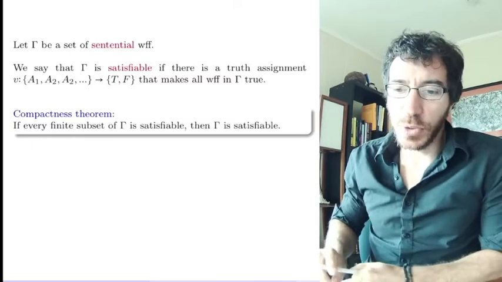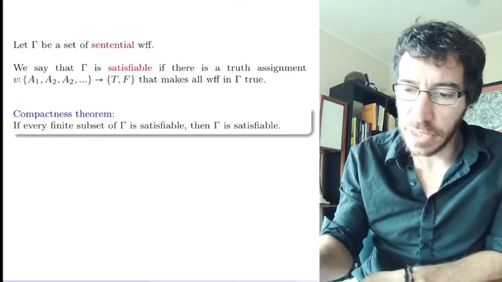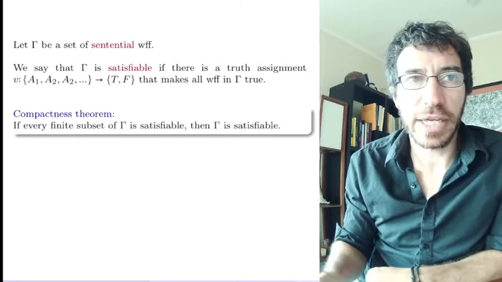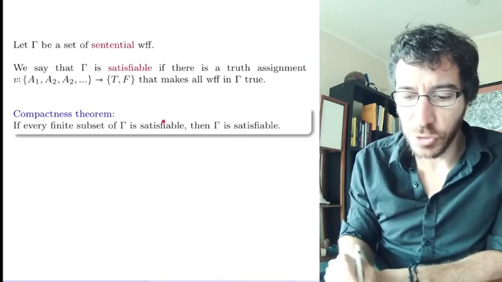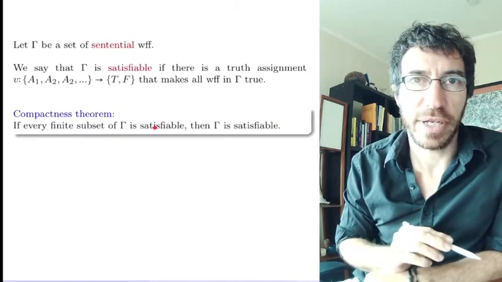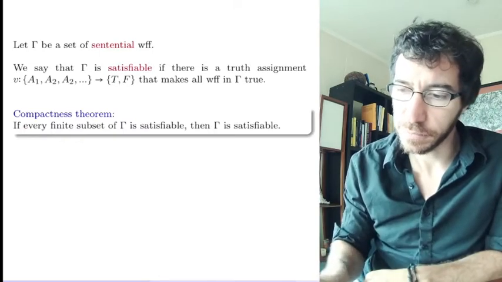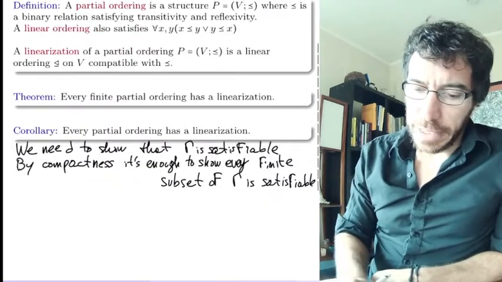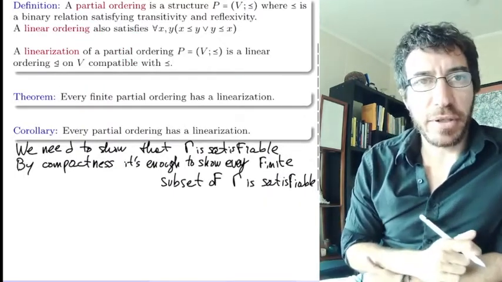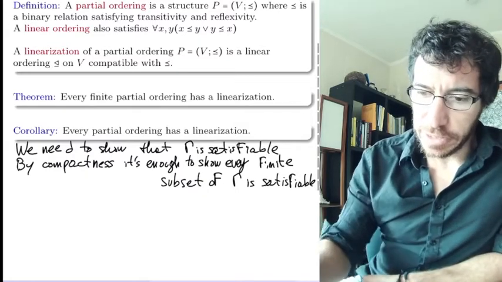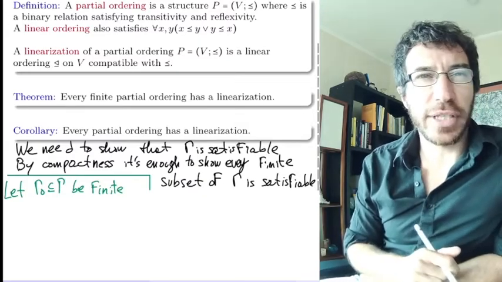Right? So in this case, we do have an infinite set. Our set is gamma, and we're going to show it's satisfiable, but compactness says it's enough to show that every finite set is satisfiable. So that's what we're going to do. By compactness, it is enough to show that every finite subset of gamma is satisfiable, so let's take one and show that this one is satisfiable.